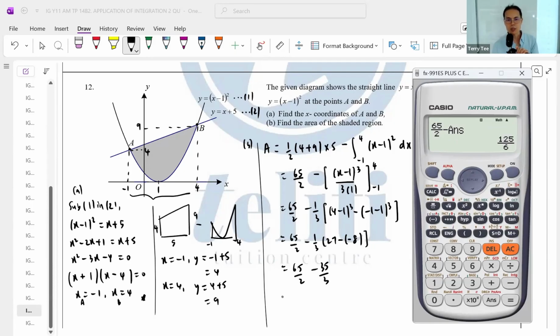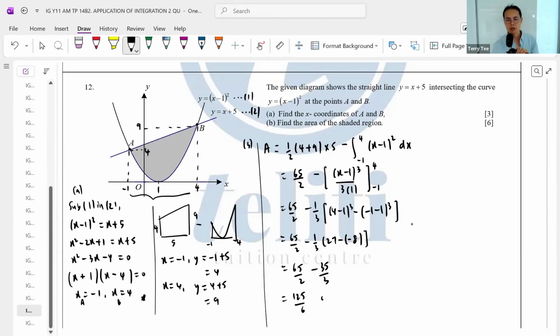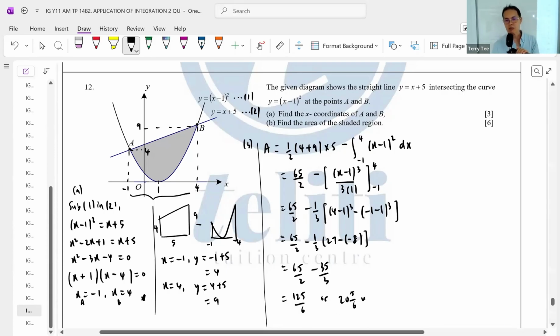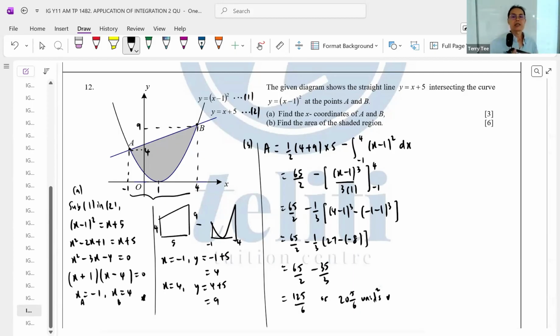125 over 6. Or you can change to mixed number. Normally improper fraction is good. Our marking scheme usually just gives improper fraction. But I personally like to use mixed number because mixed number tells me that the area is, in this case, 20 and a bit more, less than 21.